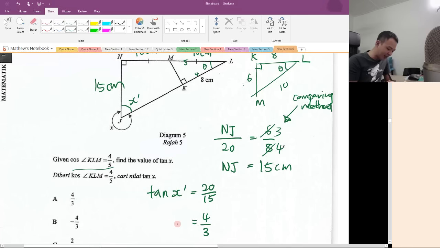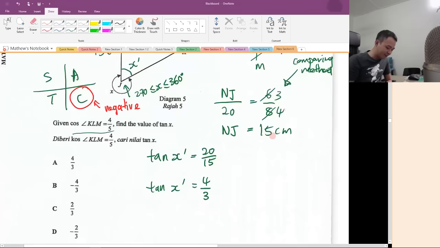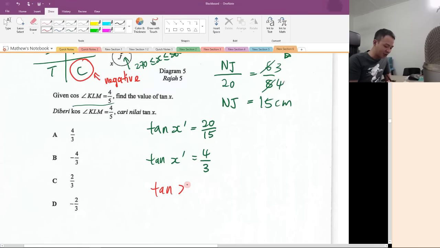However, this angle tangent x prime is just a borrowed one, because my real angle should be in the fourth quadrant, alright? It should be between 270 and 360. In the fourth quadrant, if you learned about this one, add sugar to coffee, you should know fourth quadrant tangent is negative. So therefore, my real tangent x should be negative 4 over 3. So the answer will be B.